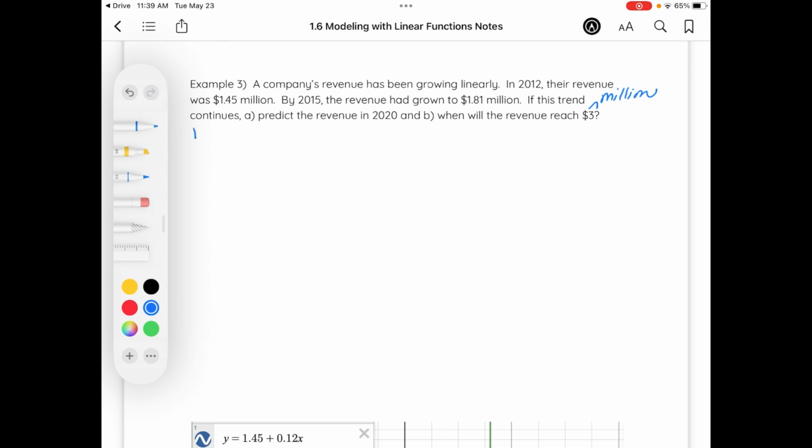Let's define our input as X. Or you could use T for time if you want. But we're going to let it be years since 2012. Thus, in 2012, we will be at 0 because it's since 2012. The output, our function, is the company revenue.